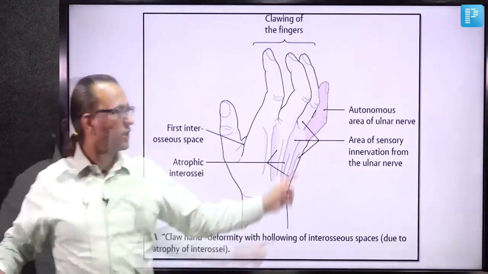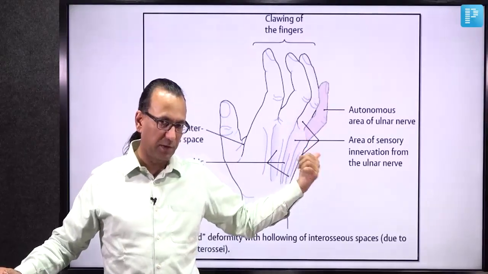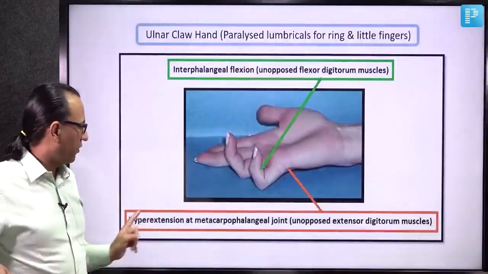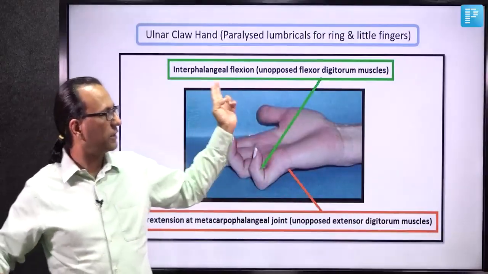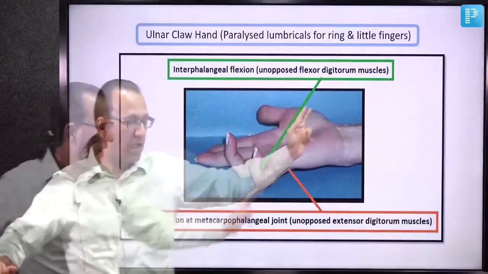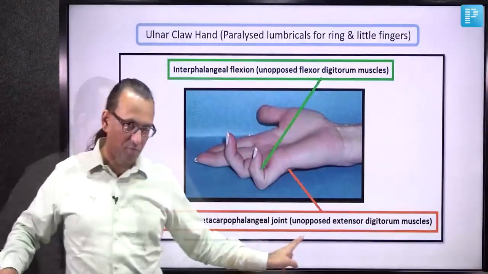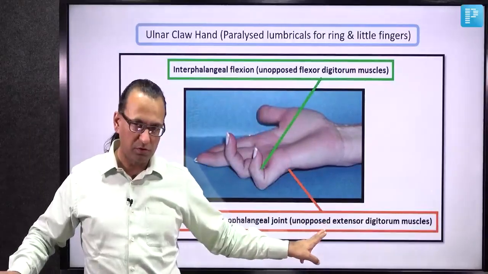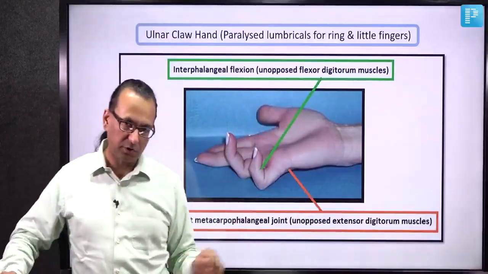Plus, there will be some sensory loss on 1.5 fingers, maybe on the dorsal or on the anterior aspect of the hand. As we have already mentioned, the interphalangeal flexion was due to unopposed flexor digitorum profundus on the anterior side, and there was hyperextension of MCP because the extensor digitorum becomes more powerful, as it is unopposed here. Ulnar nerve injuries. Now let us talk about ulnar paradox also.